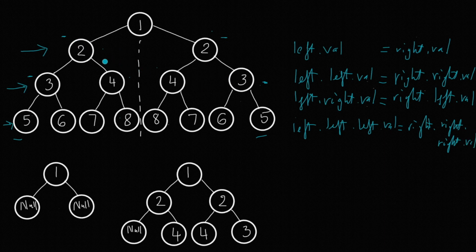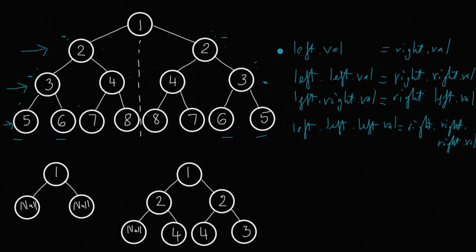Let's trace it to visualize it better. Left.left.left compared to right.right.right. If we add this pair, 6 and 6, it will become left.right compared to right.left. See how the problem is getting really complicated if we keep doing it like this. So how can we simplify the solution?